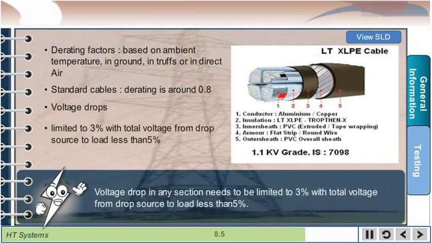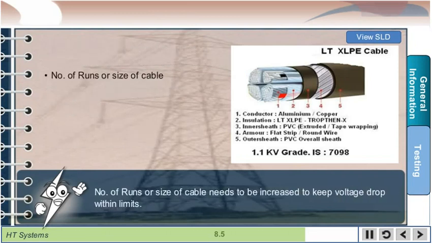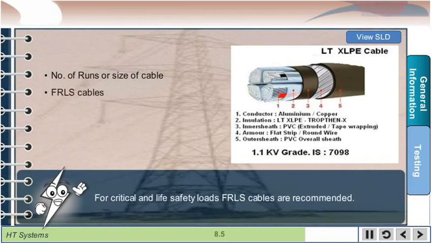Voltage drop in any section needs to be limited to 3%, with total voltage drop from source to load less than 5%. Number of runs or size of cable needs to be increased to keep voltage drop within limits. For critical and life safety loads, ERLS cables are recommended.